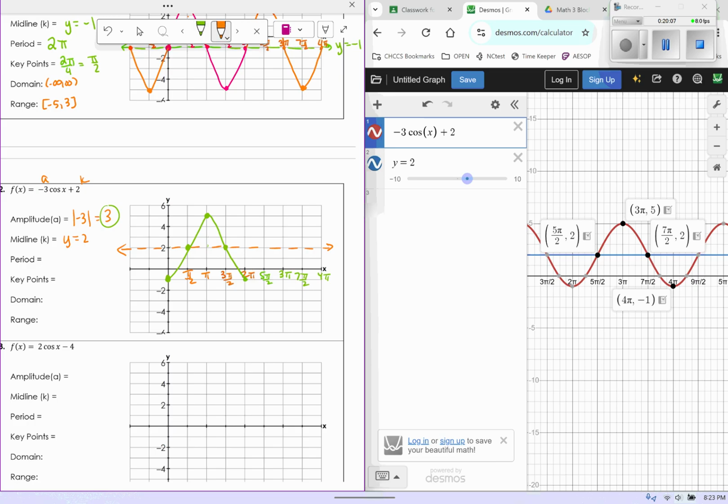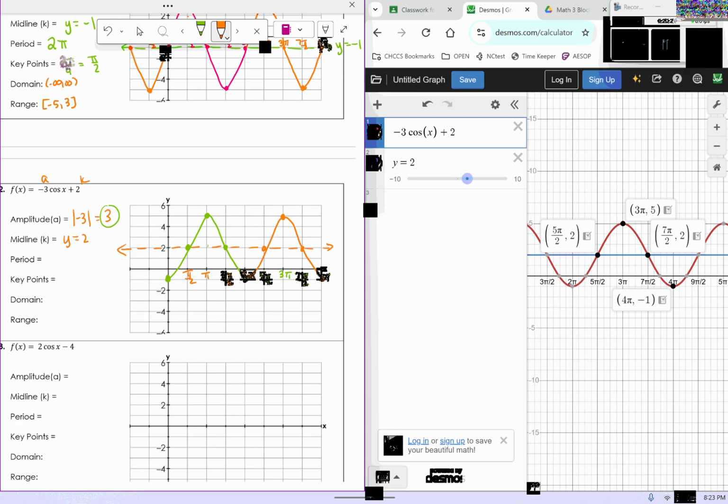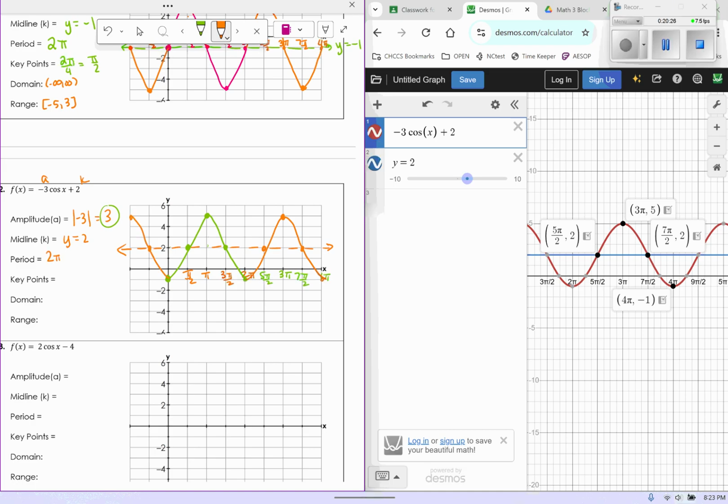So if we keep going, then this would be back here at the midline, up the amplitude 3, back to the midline, and down 3. So again, just notice we're always going back and forth between this midline. And if we wanted to do negative values, those are just going to repeat. We could go in this direction as well and do the negatives. So the period's still 2 pi. The key points are still 2 pi over 4, which is pi over 2. Domain is all real numbers. And now our range changed from negative 1, and the highest value we have is 5. So from negative 1 to 5.